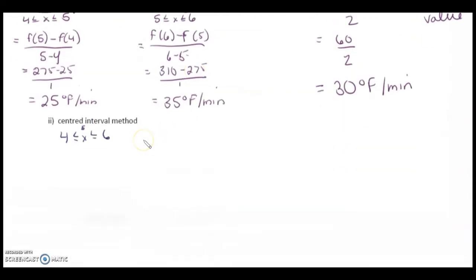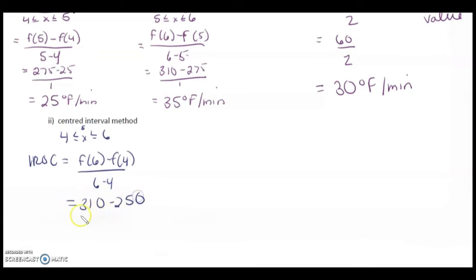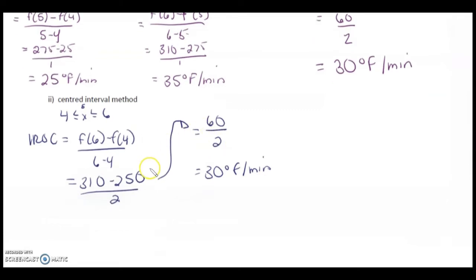For the interval methods, I'm just going to write IROC. This one's a little bit more direct. We plug in f at 6 minus f at 4, and divide by 6 minus 4. That gives us 310 minus 250 divided by 2. I get 60 divided by 2, and again I get 30. I don't believe this is always going to be the case, but show all your work.